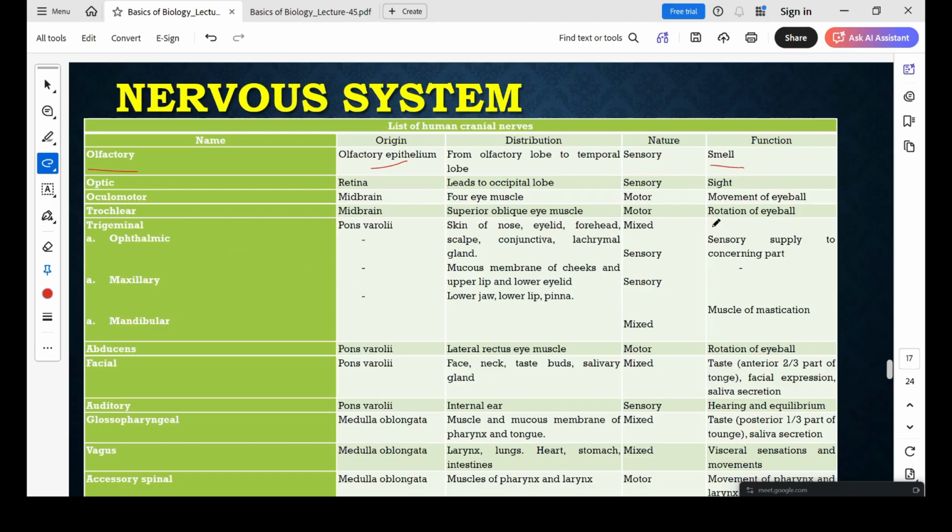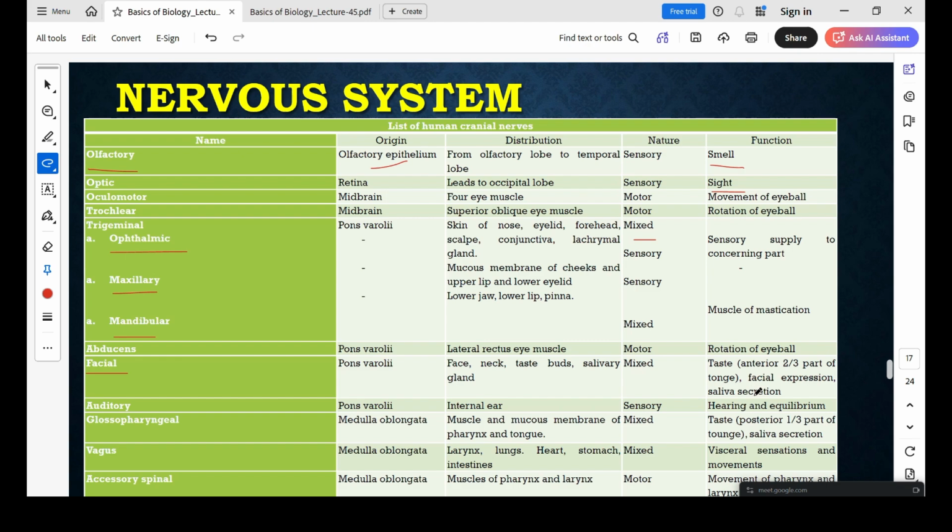Optic nerve is also sensory and is responsible for sight. There are certain nerves which are mixed in nature. So for example, ophthalmic nerve is mixed. Trigeminal nerves are mixed. They are composed of ophthalmic, maxillary, and mandibular. Facial nerve is mixed in nature. It is responsible for taste, facial expression, and saliva secretion.